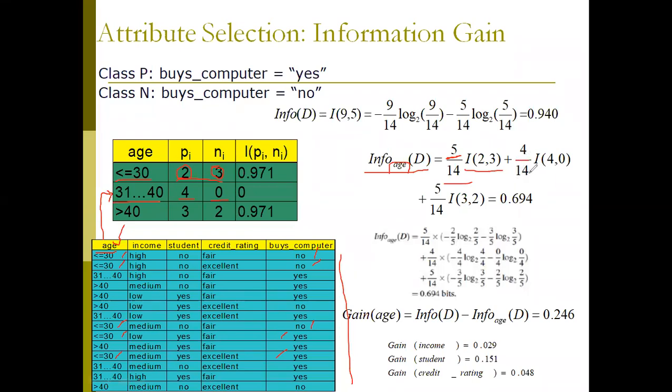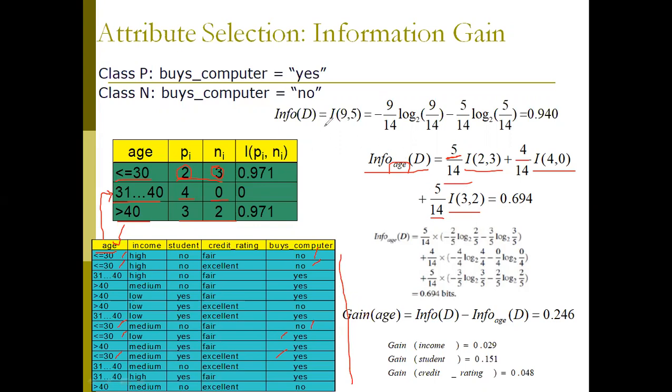4 by 14 into I of 4 comma 0. And after that, the tuples, which means records, where the age is greater than 40. The age greater than 40 are 3 plus 2, 5. 5 by 14, 5 by 14 into I of 3 comma 2. What is this I of 3 comma 2?